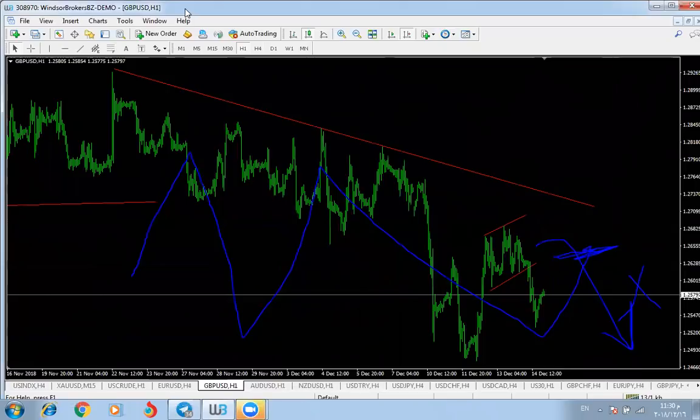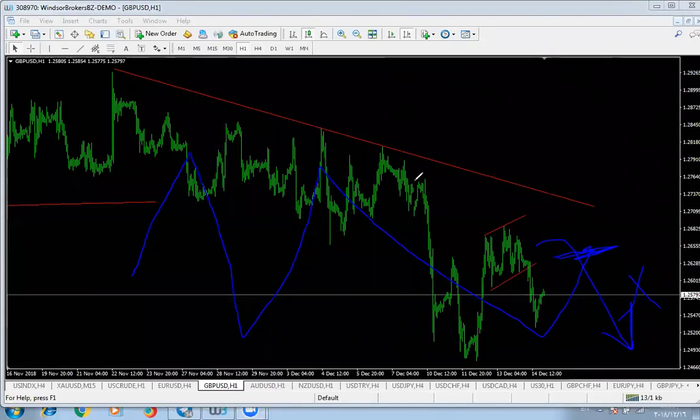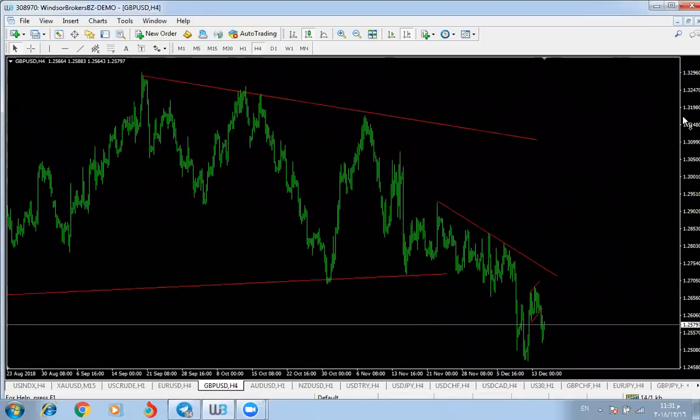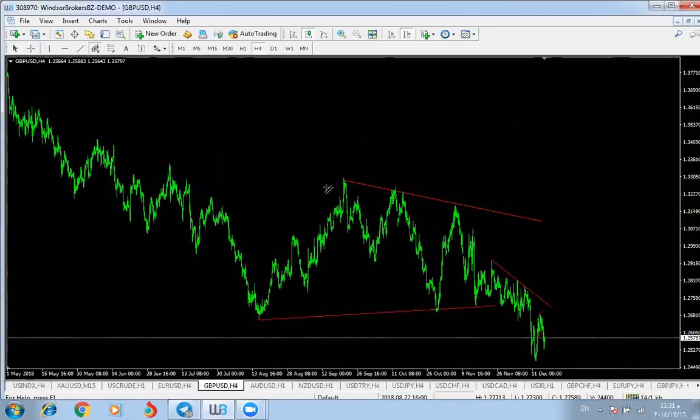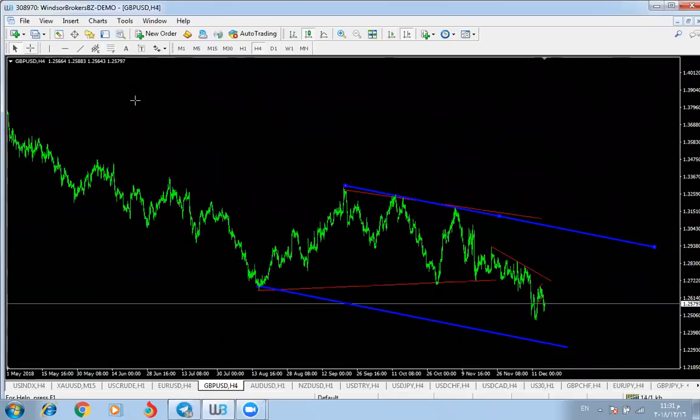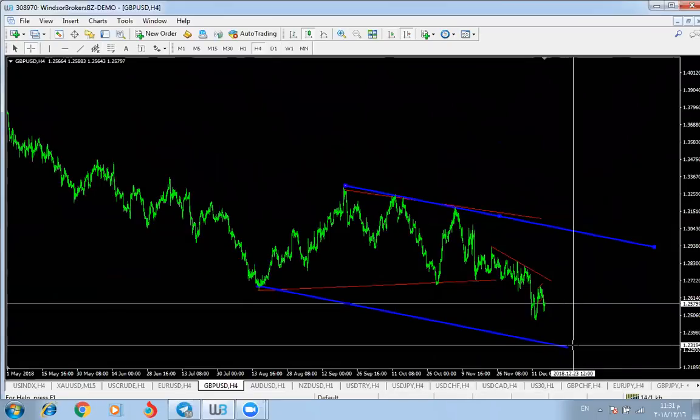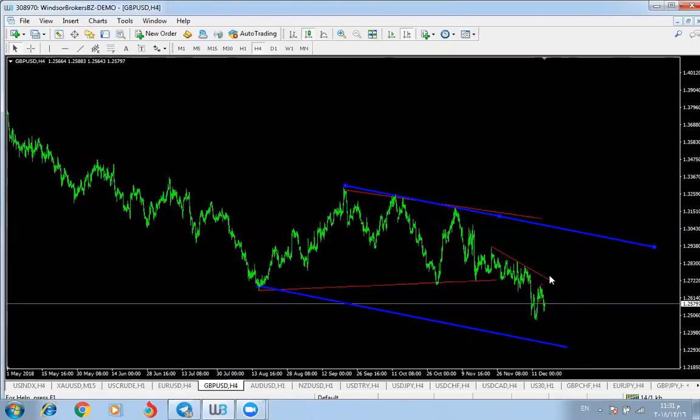Let me move to the pound. As shown to you in the previous weeks, we are targeting lower values for the pound. For me, I am targeting this area, around 1.21, 1.22 to 1.23. So the price action will tell us the bottom for this market.